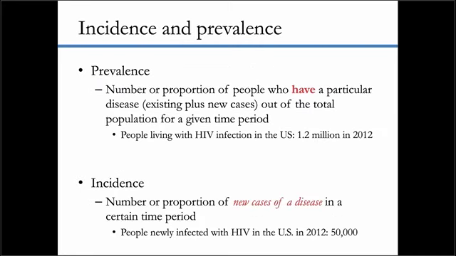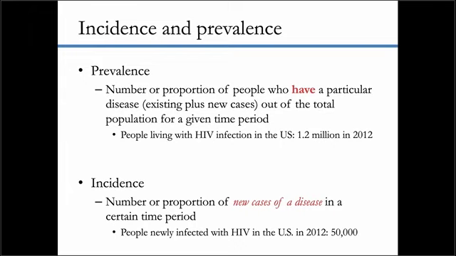So prevalence, as we just talked about, is the number or proportion of people who have a particular disease, existing plus new cases, out of the total population for a given time period. So for example, this could be something like people living with HIV infection in the United States was 1.2 million people in 2012. Globally, there are over 34 million people living with HIV. So those are prevalence numbers, and those tell us overall about the burden of disease.